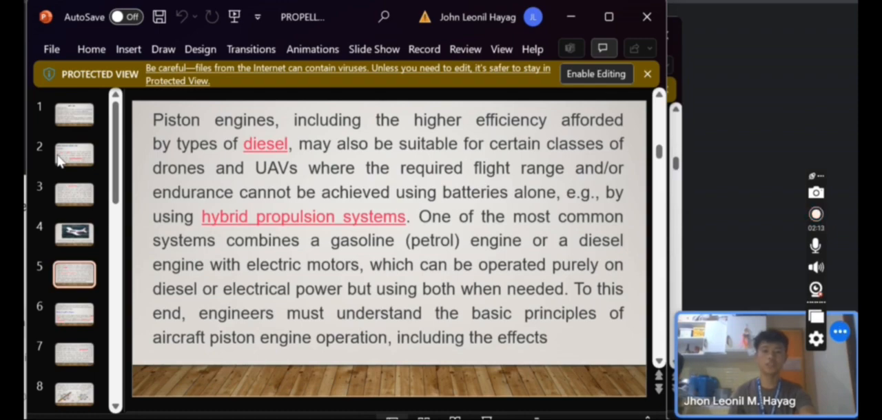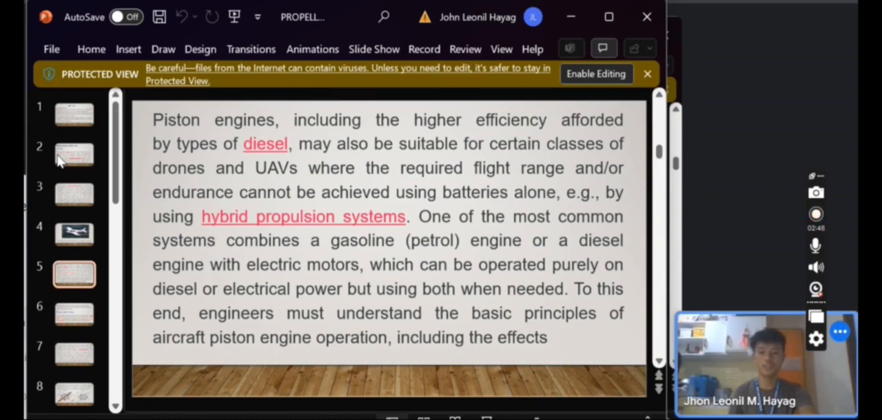Piston engines, including the higher efficiency afforded by types of diesel, may also be suitable for certain classes of drones and UAVs where the required flight range and/or endurance cannot be achieved using batteries alone. Hybrid propulsion systems are also used. One of the most common systems combines a gasoline, petrol engine, or a diesel engine with electric motors, which can be operated purely on diesel or electrical power, but using both when needed.